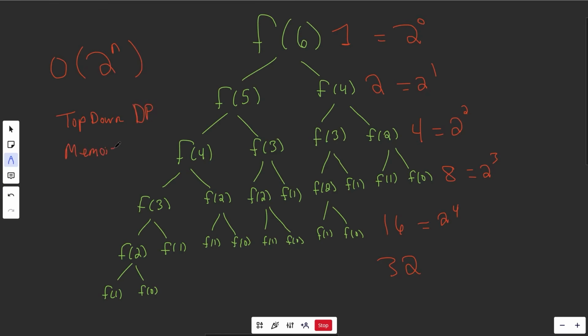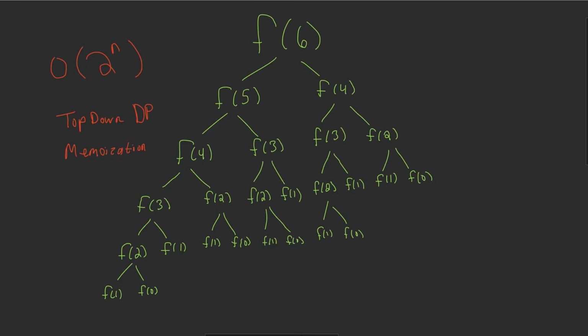Okay, top down DP and memoization, they're essentially synonymous. Now you might have been told that dynamic programming is hard. I know that I was kind of scared of it for a very long time, but it turns out that top down memoization is really, really easy. It's actually almost common sense.